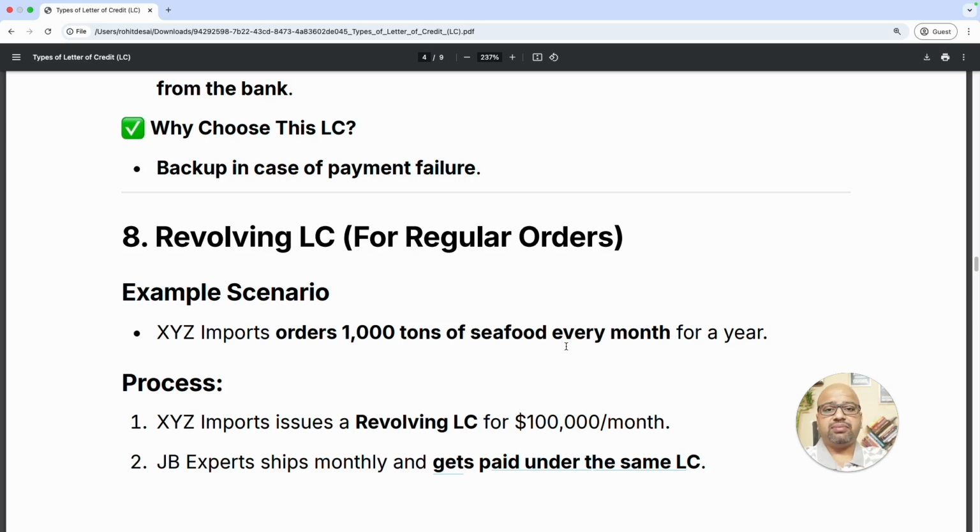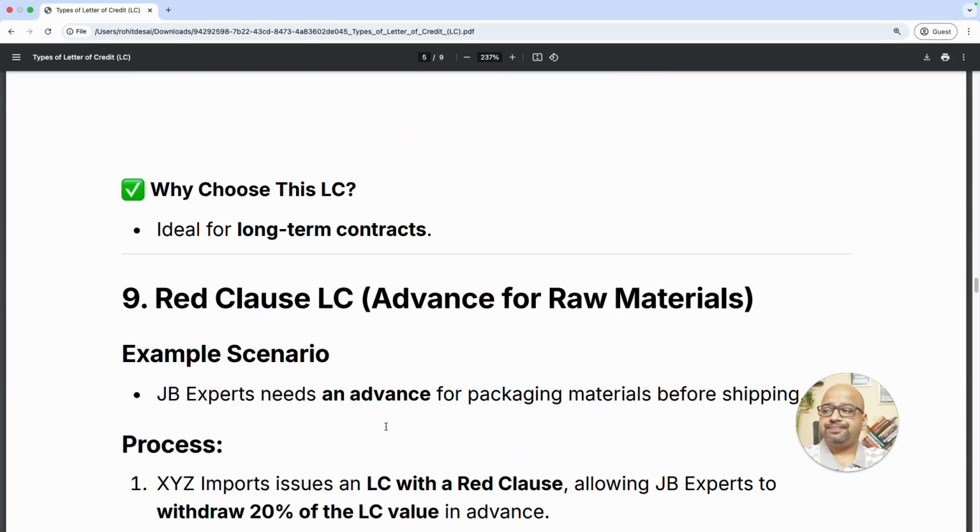There is a minimum commitment. If I promise the buyer that for a whole year I'm giving you lock-in pricing at this price, I want a revolving LC, you can ask for this and keep getting it. So there is nothing like out-of-the-box kind of payments. You get the payments directly from the LC. Whatever the charges are, that will be paid by the buyer. Okay, ideally for long-term contracts.